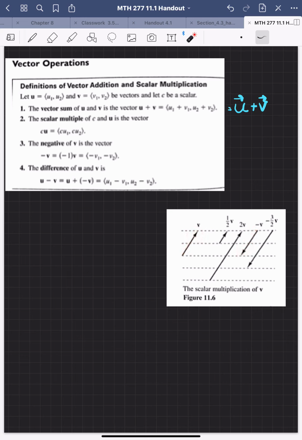Last, this is probably important enough to write, or at least place to memory. When you're subtracting vectors, right? u minus v. You're probably best to think about that instead as u plus the negative v. So that would be a better way of thinking about the difference.